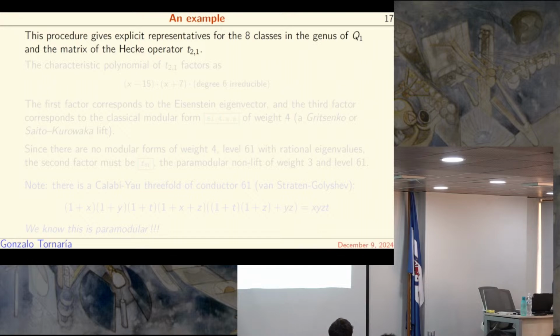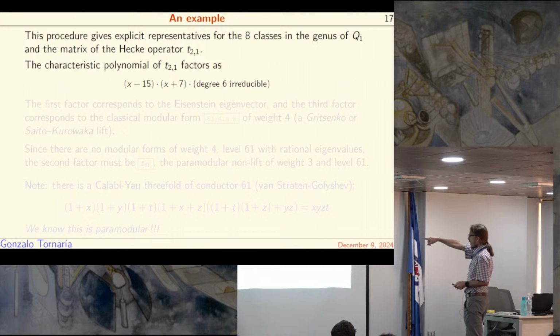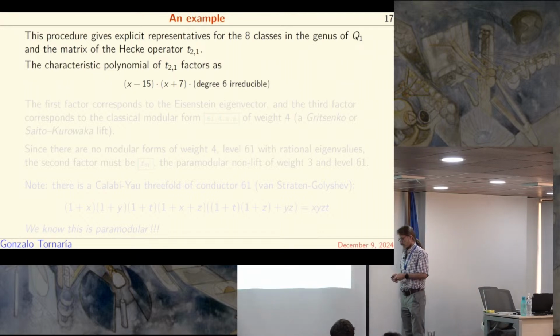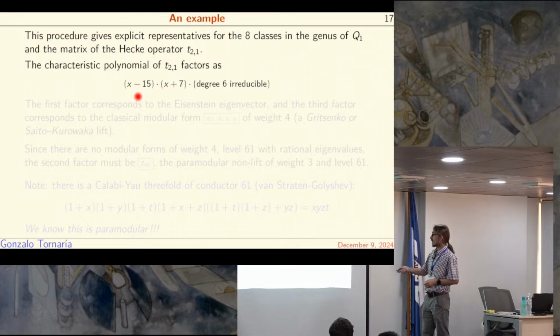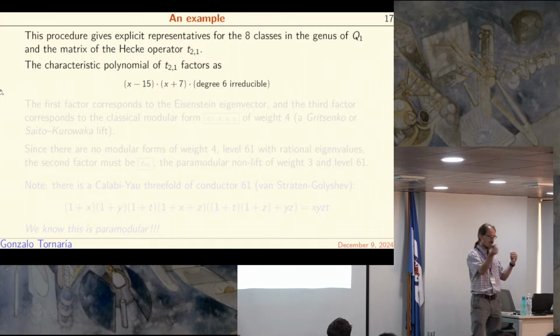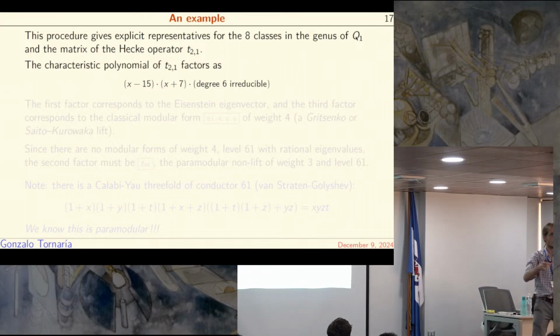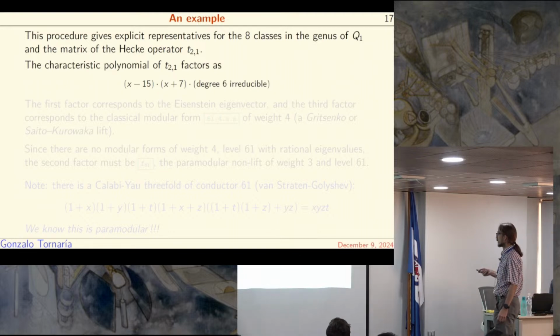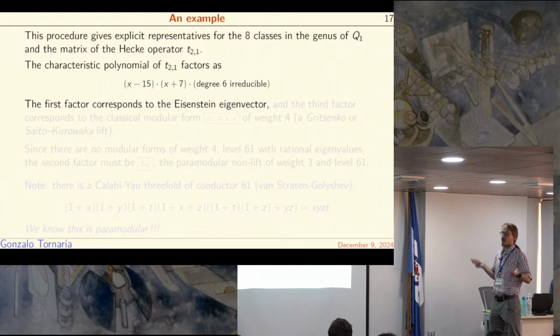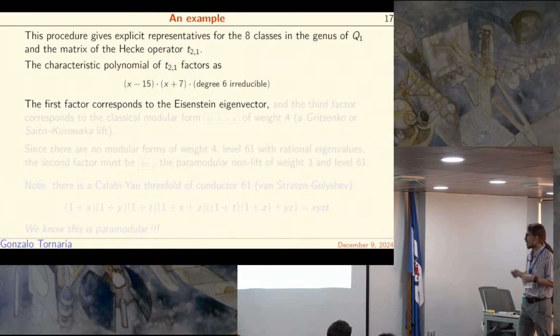So you have your matrix, you compute the characteristic polynomial, and voila, that's the characteristic polynomial. You factor it over Q, and it has 2 rational eigenvalues, 15 and minus 7, and an irreducible factor over Q. Of course, the 15 is clear, because if you just put the vector 1, 1, 1, 1, 1, every lattice has 15 neighbors, so 15 is an eigenvalue. That's some kind of Eisenstein eigenvector.